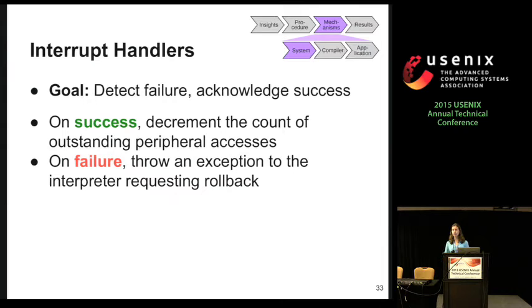Okay, so the last runtime system mechanism that Phoenix uses is the set of recovery-oriented interrupt handlers, which we use to handle both the successful and unsuccessful peripheral accesses. In the case of a success, all we do is decrement the count of outstanding peripheral accesses, which is what we use to determine when we can disable checkpointing and/or free some subset of the checkpointing data as appropriate. But in the case of failure, we raise a flag indicating which peripheral failed, and we throw an exception to the Python interpreter requesting that it execute the 3-step rollback and recovery procedure.